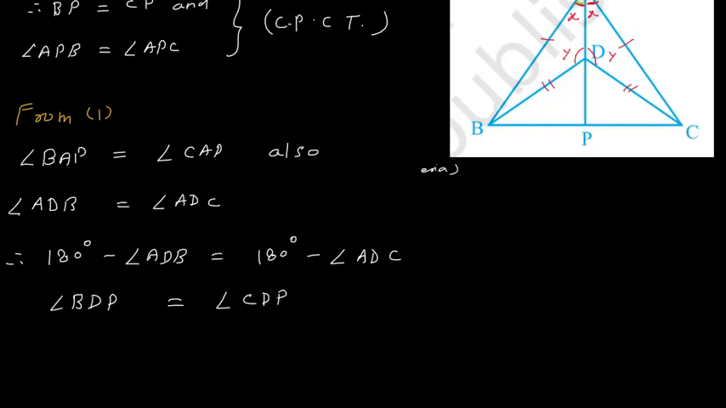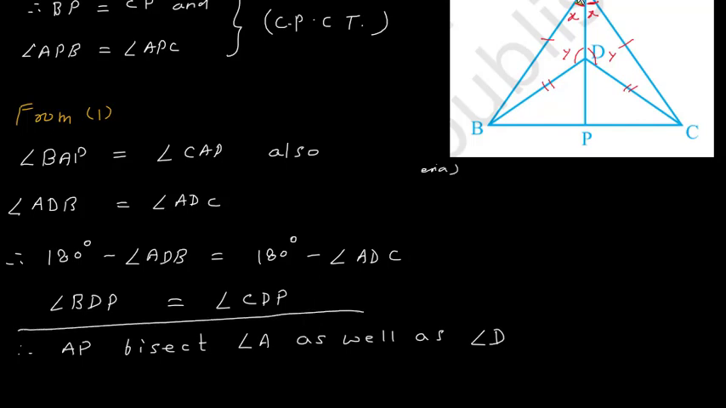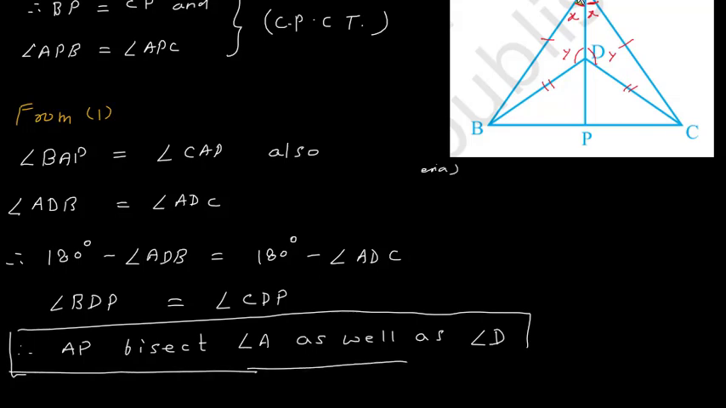So here angle ADB, angle BAP and CAP are equal, and angle BDP and CDP are equal. So therefore I will say that AP bisects angle A as well as angle D. So therefore this AP bisects angle A as well as angle D. Done. And last we have to prove that this AP is perpendicular bisector.